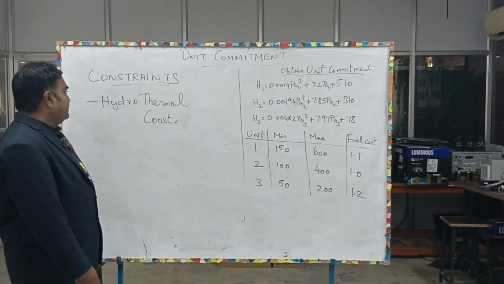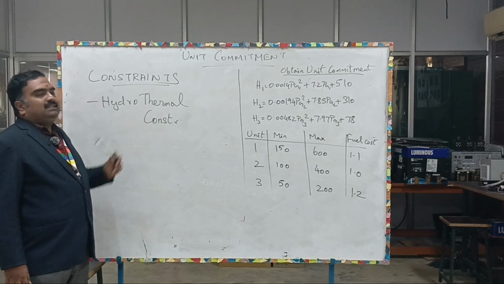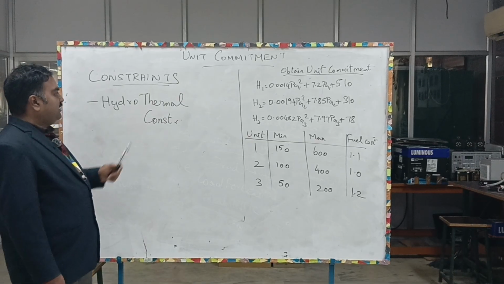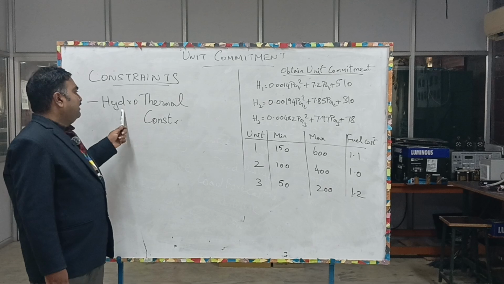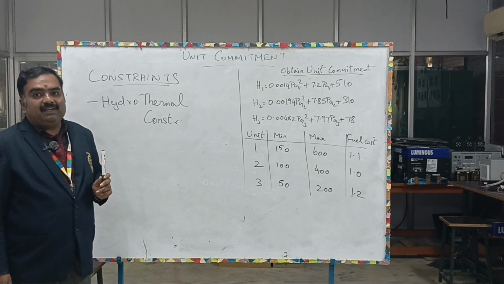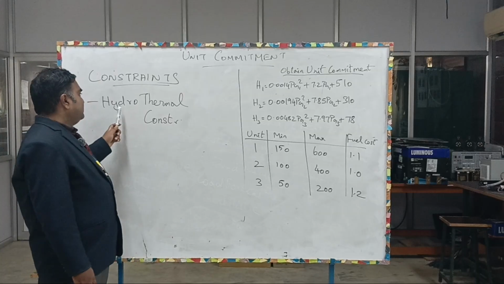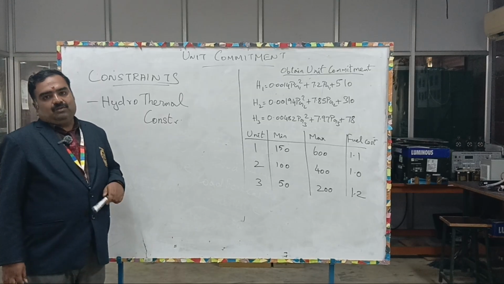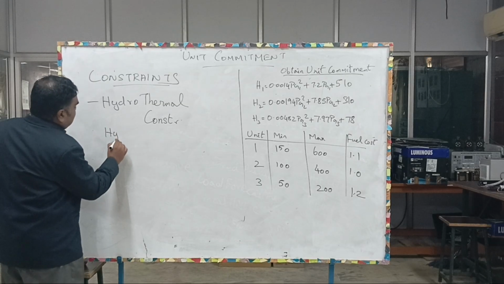If that be the case, there must be proper coordination between hydro and thermal power plants, because in summer season you have to operate your thermal power plant to the maximum capacity, as the availability of hydro based power plants will be very minimal. Likewise, in rainy season and winter season you can utilize hydro to the maximum extent. So, this problem is called hydrothermal scheduling.